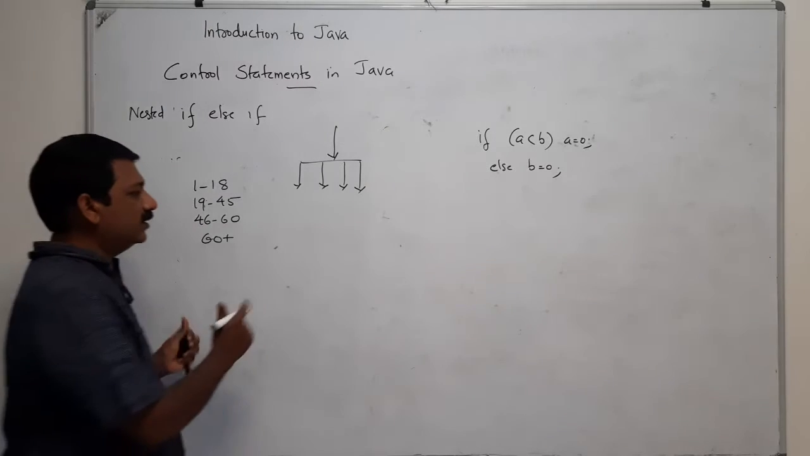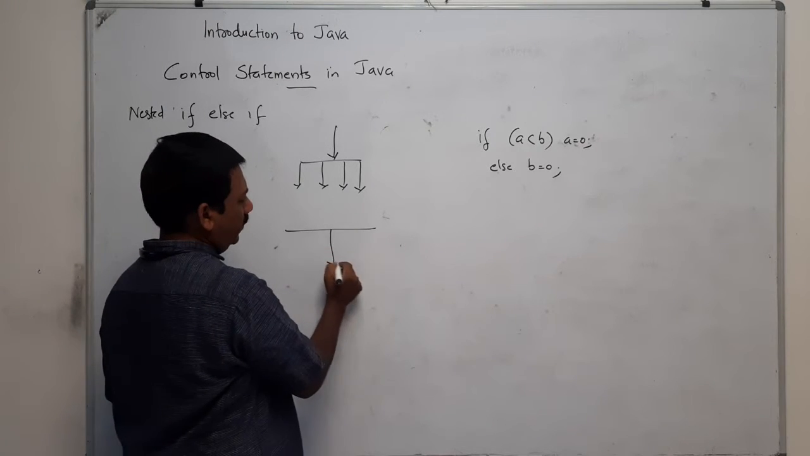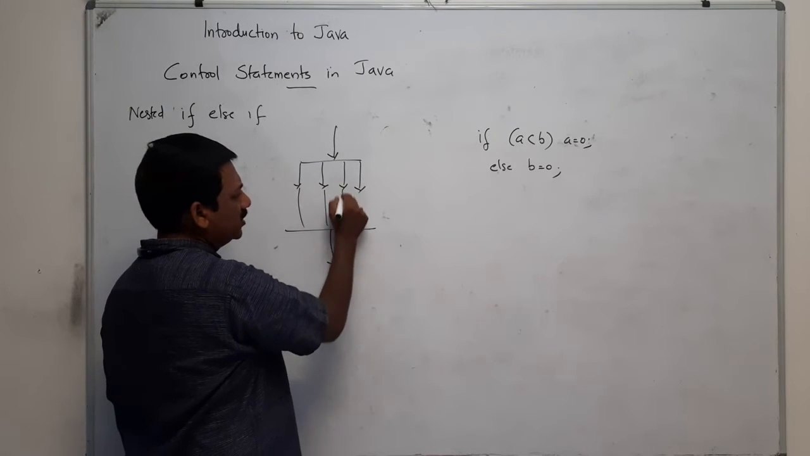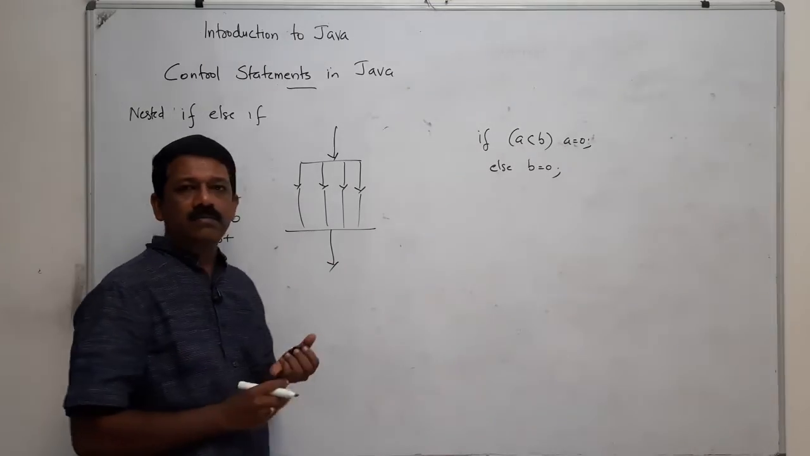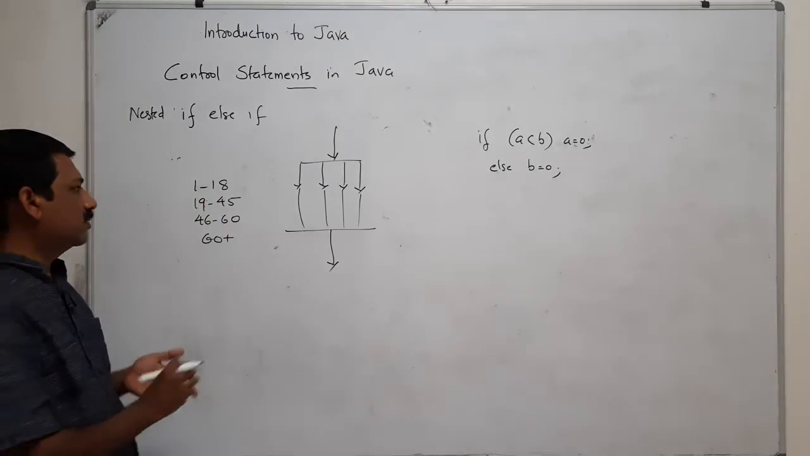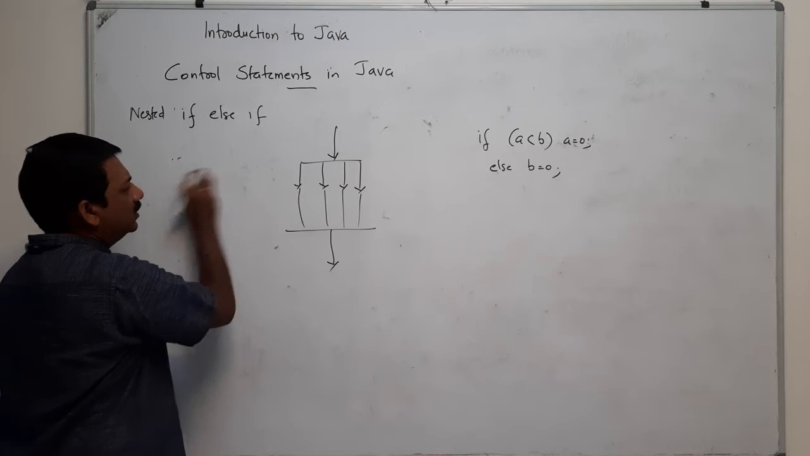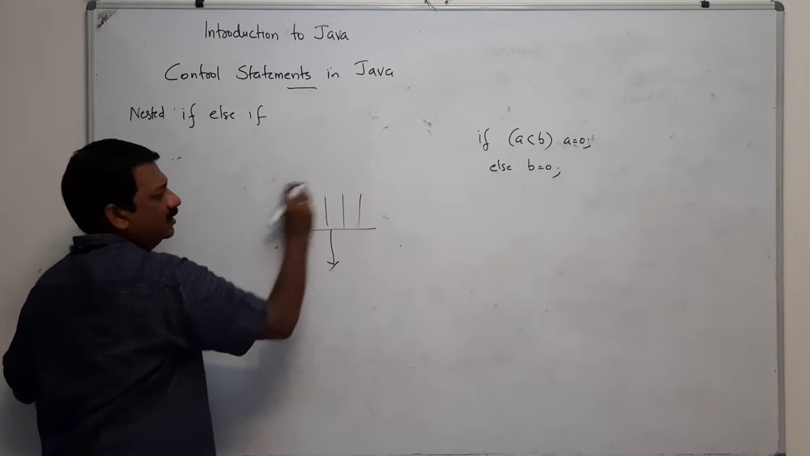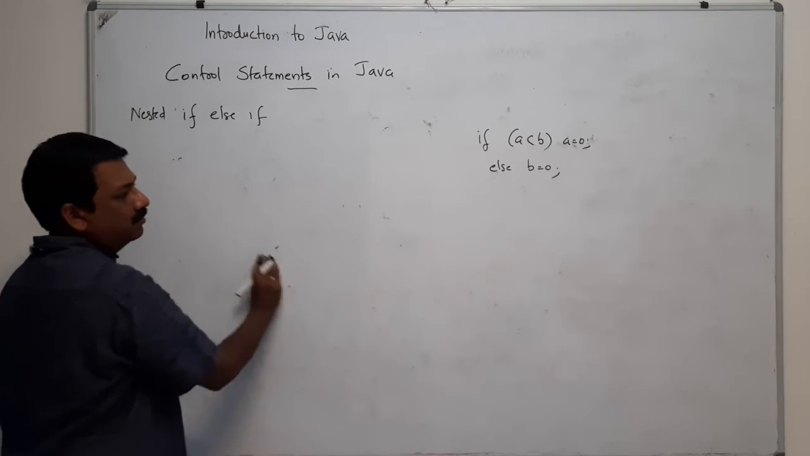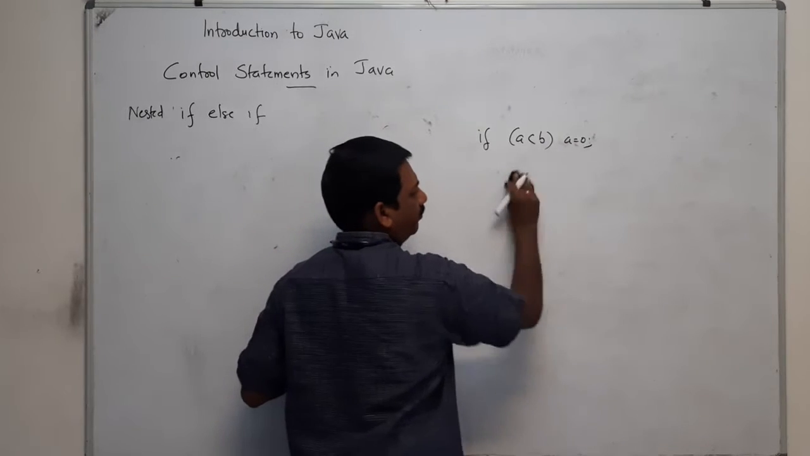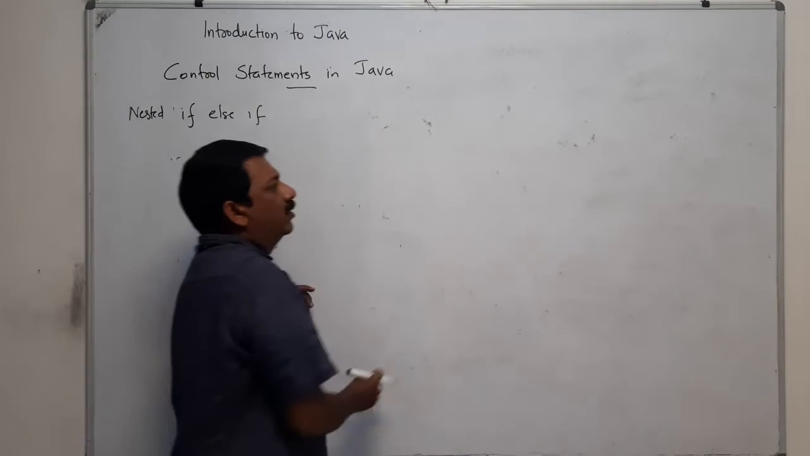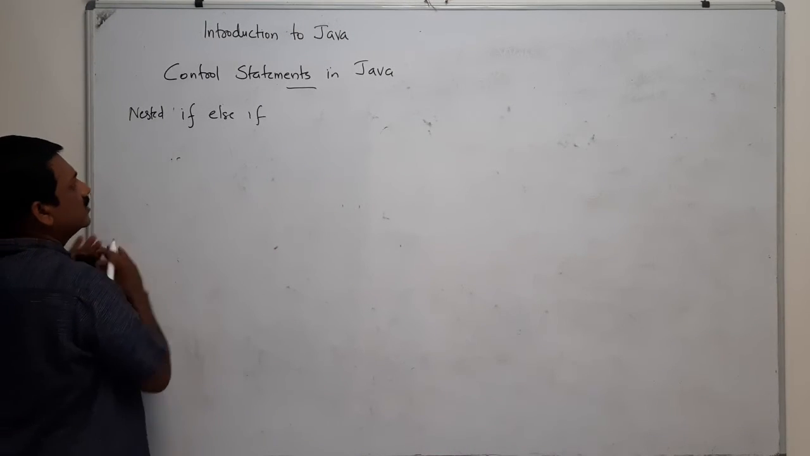And after that, the paths join at this point, and you can have it like this. Now, for this type of multiple branching, you can use switch statements. Switch.